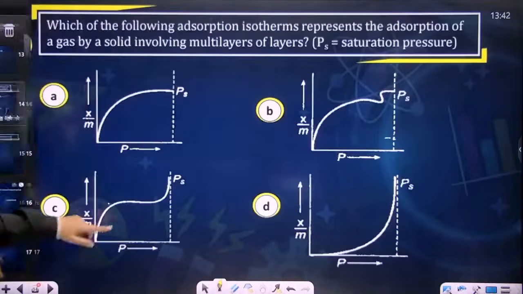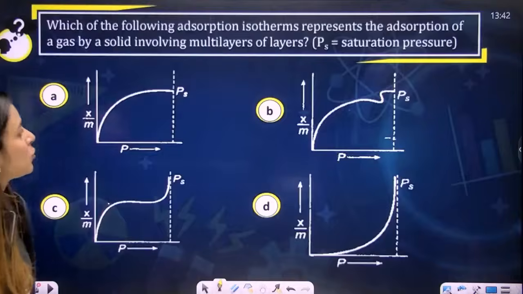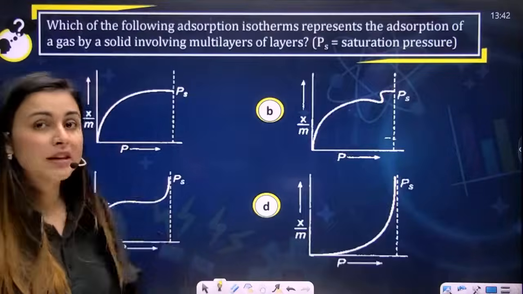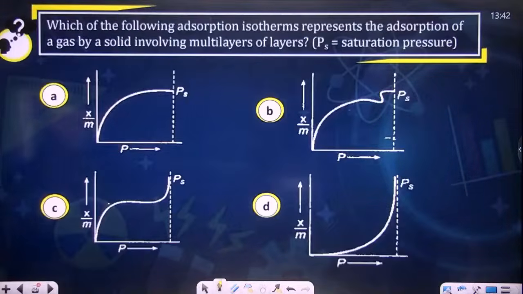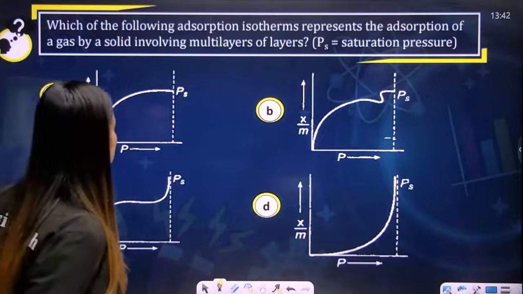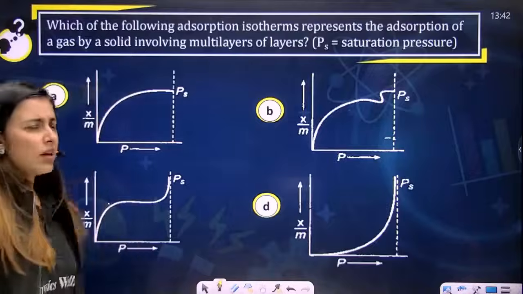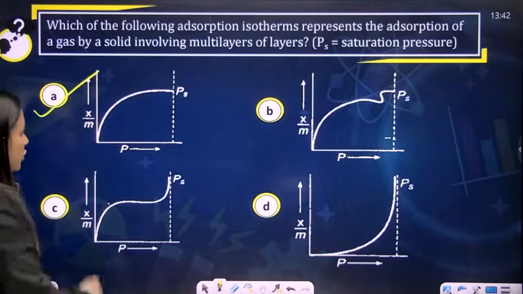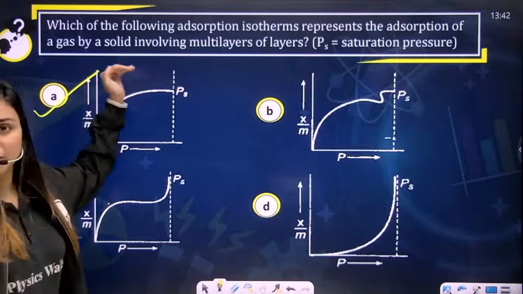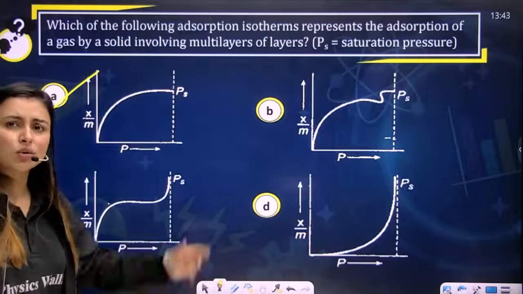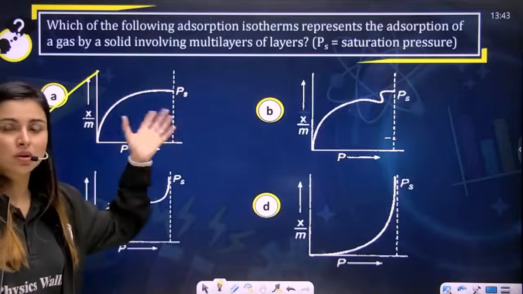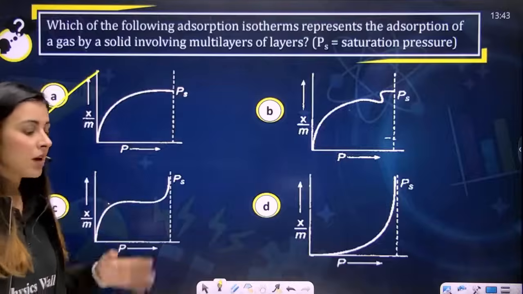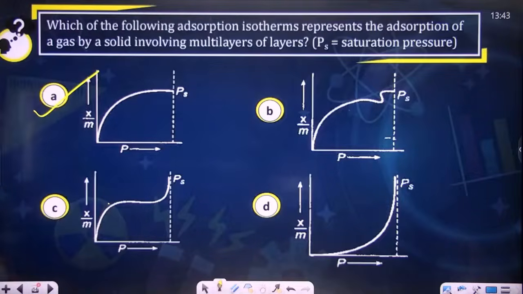Which of the following adsorption isotherms represent the adsorption of a gas by a solid involving multi-layers? Okay, so we know that the adsorption would be something like this. Option A, it will increase at one particular point. It will be a constant value, which is your Freundlich adsorption isotherm. So option A will be your correct answer. Perfect. Yes, please write it down. Then we'll move forward.